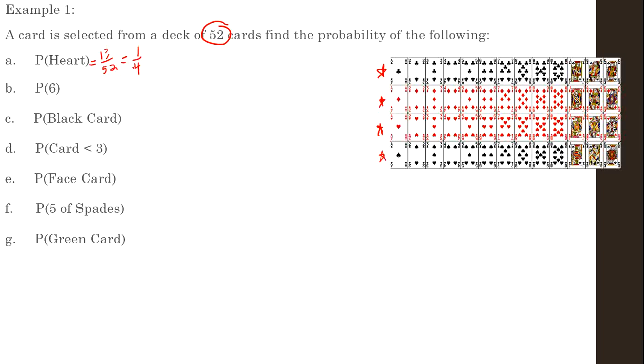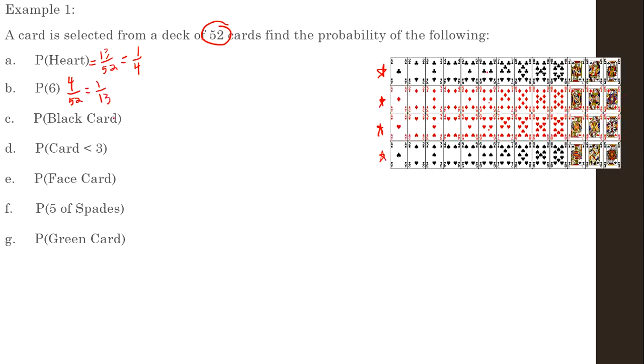Part B, what's the probability of drawing a 6? Well, there's a 6 in each suit, so that means that there's 1, 2, 3, 4 sixes, 4 out of 52, which can be reduced down to 1 out of 13.